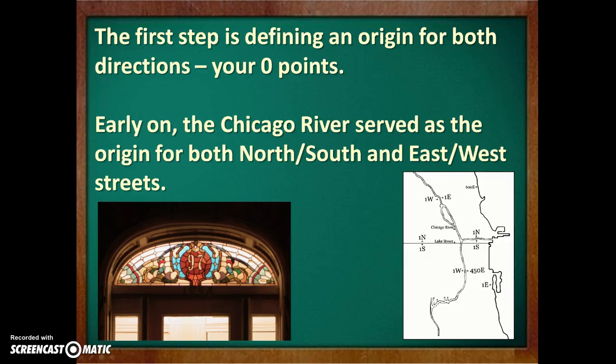The first step is defining an origin for both direction, your 0 points. Early on, the Chicago River served as the origin for both north-south and east and west streets. Anything north of the river would have been north, everything south of the river would have been south. That tended to cause a problem though, because the river wasn't straight.